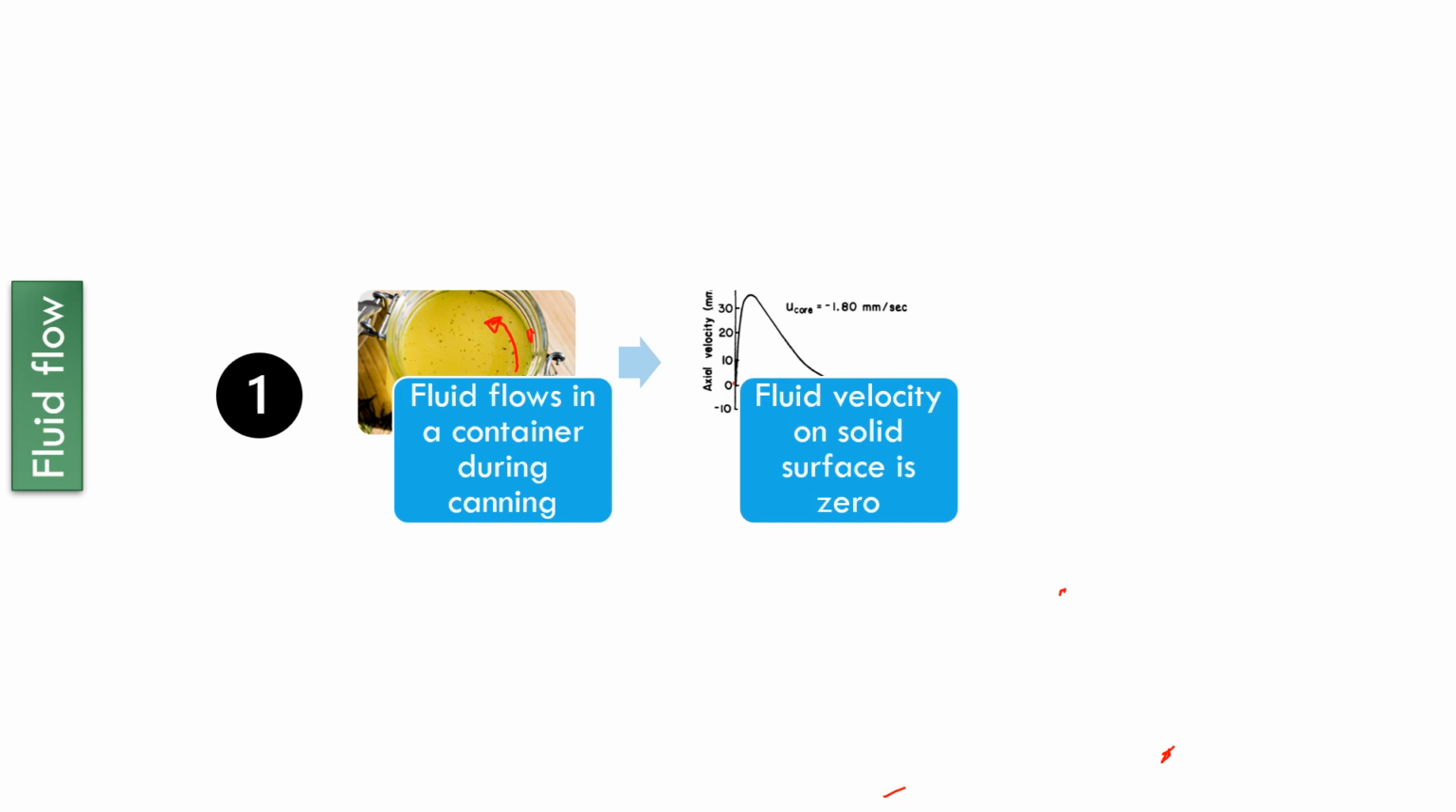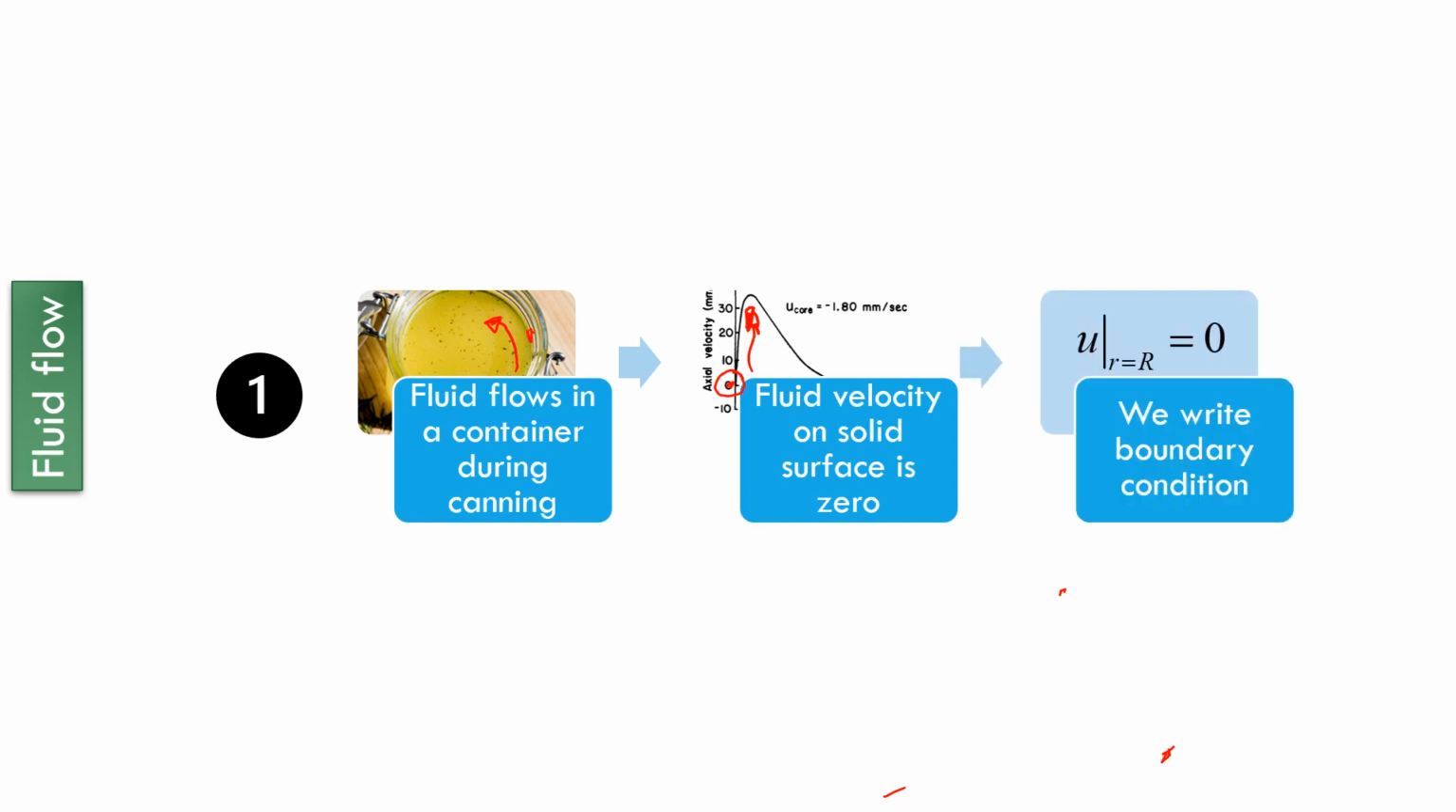So velocity is 0, and then of course it increases inside as fluid can flow up, but on the boundary is what we are interested. So the fluid flow on the solid surface is 0, so we write the boundary condition velocity, in this case at the radial location r, velocity at r equal to R is 0.